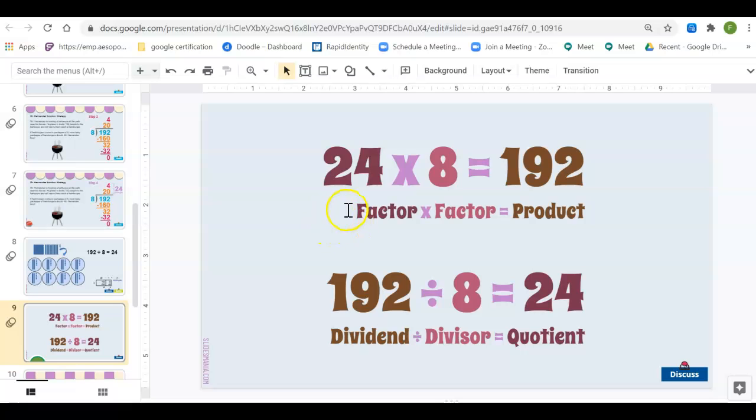Going back to our essential vocabulary for this unit, guys. 24 times 8 is 192. So 24 is a factor, 8 is a factor, and the product is 192. And our original problem, remember, was 192 divided by 8. In that situation 192 is the dividend, 8 is the divisor, and the quotient is 24. And this is the inverse operation of the division problem. So the multiplication one is the inverse operation. This is how we can check our work after we've done the division problem.